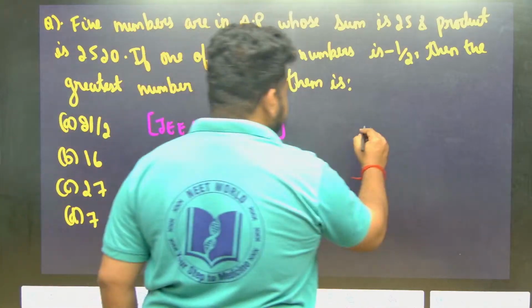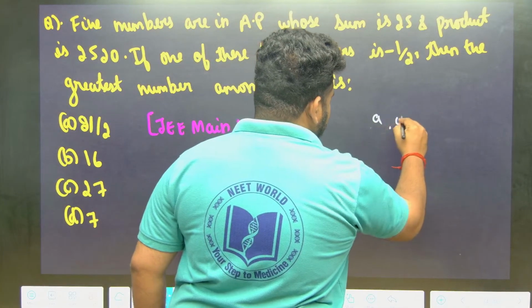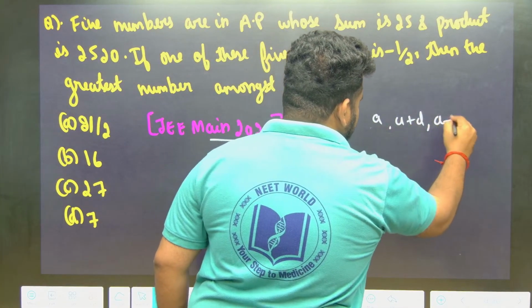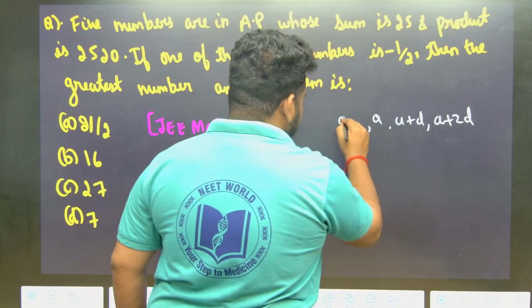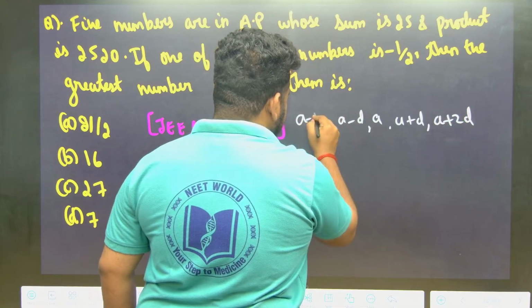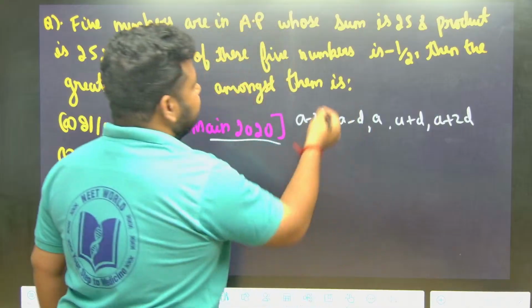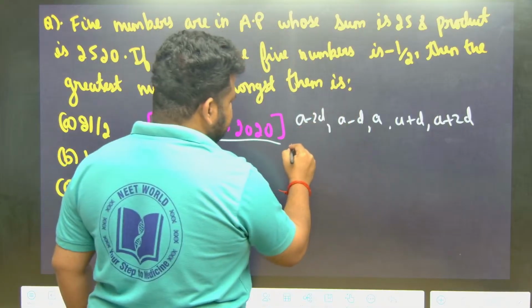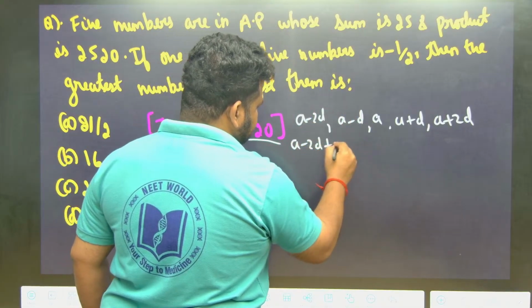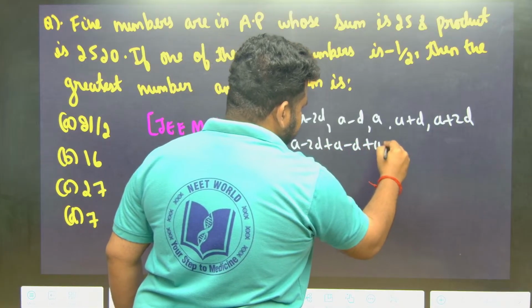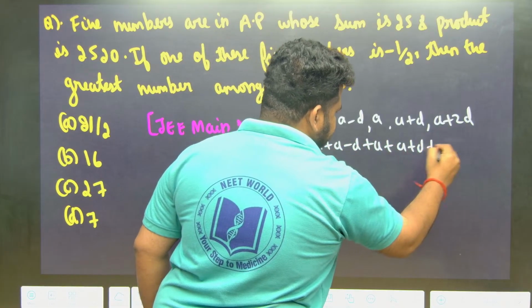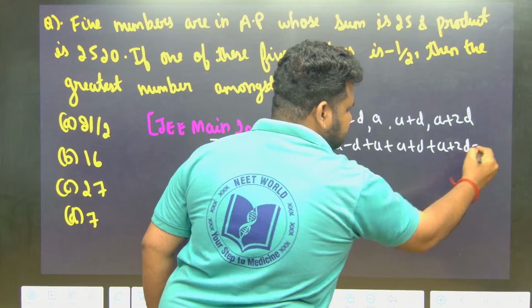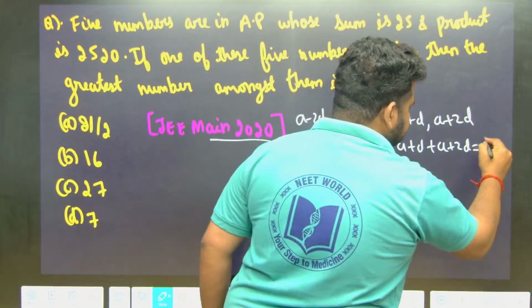5 numbers are in AP. Let us take the 5 numbers: A minus 2D, A minus D, A, A plus D, A plus 2D. Sum is 25, they are telling. That means if I add all of these, A minus 2D plus A minus D plus A plus A plus D plus A plus 2D, this will be equal to 25.